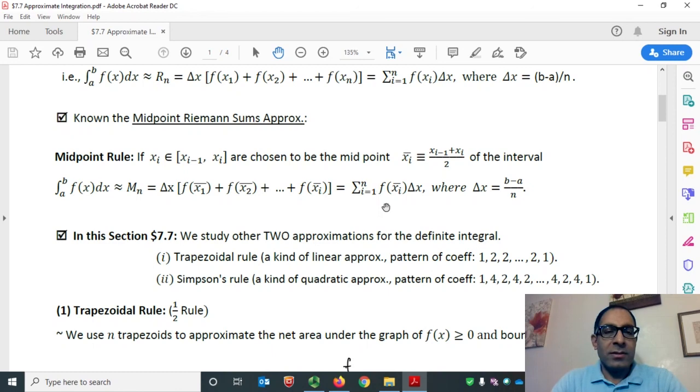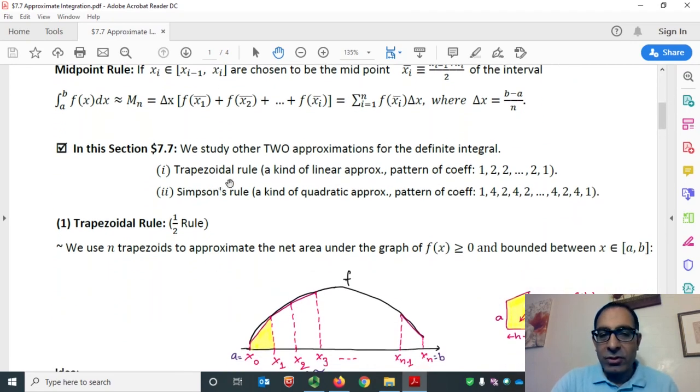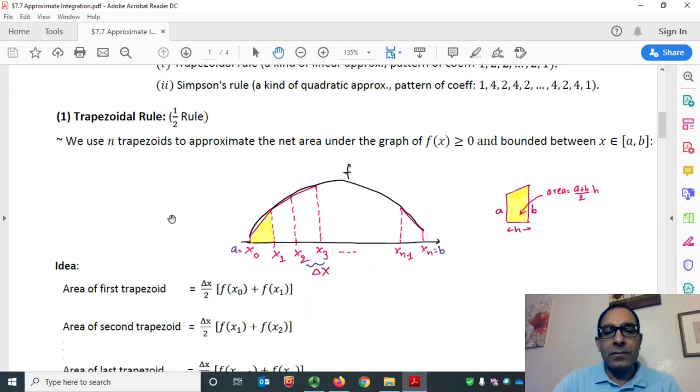And now in this section we learn two other approximations for the definite integrals. Let me scroll down. One is the trapezoidal rule, another one is Simpson's rule. So let me talk first about the trapezoidal rule. In the trapezoidal rule, we use n trapezoids to approximate the net area under the graph of the function and bounded between two x values.